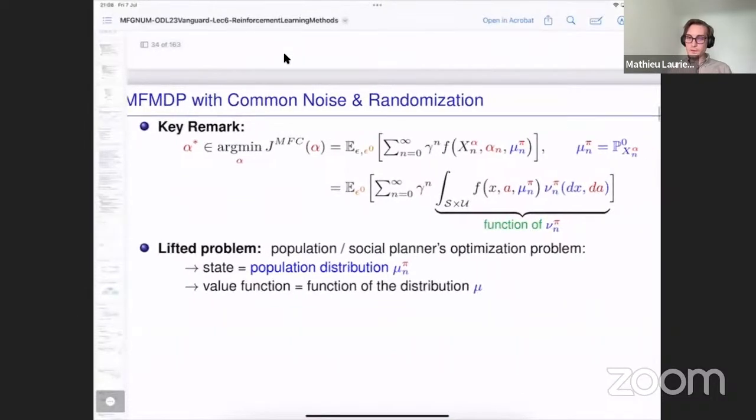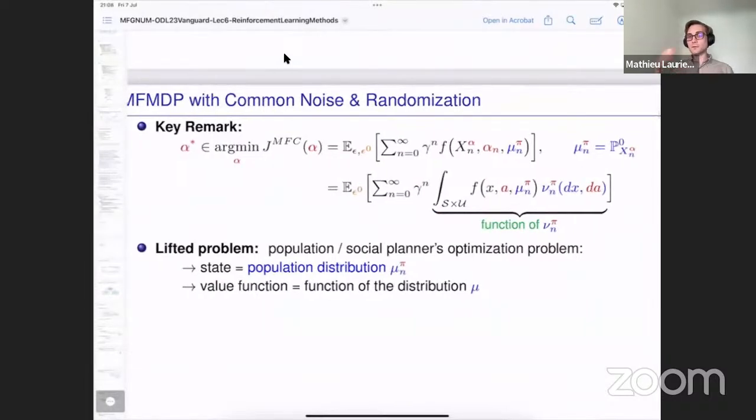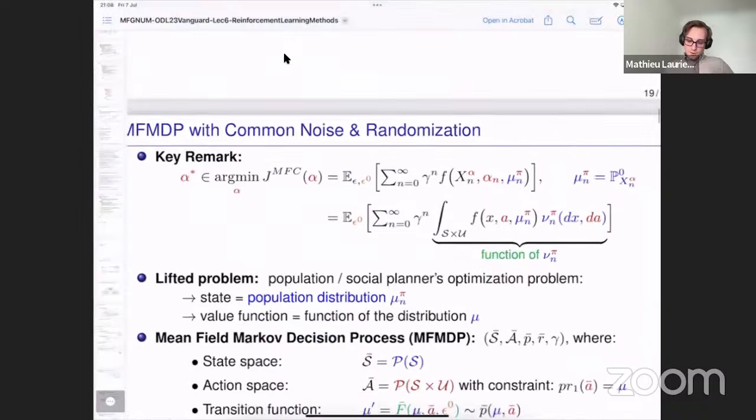Nevertheless, this looks very much like an MDP, but now the state is the distribution, the state action distribution actually, and it is stochastic because of the common noise. So it is really an MDP. If there is no common noise, then we don't really need to talk about an MDP because the evolution of the distribution is deterministic, right? Okay, so the state is a population distribution. The value function will be a function of the distribution.